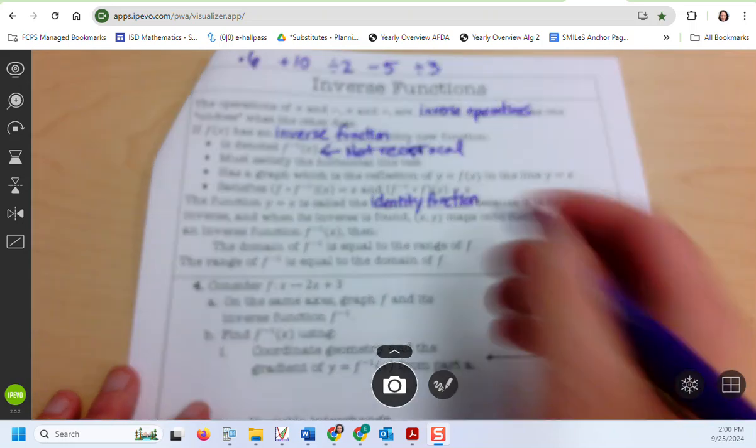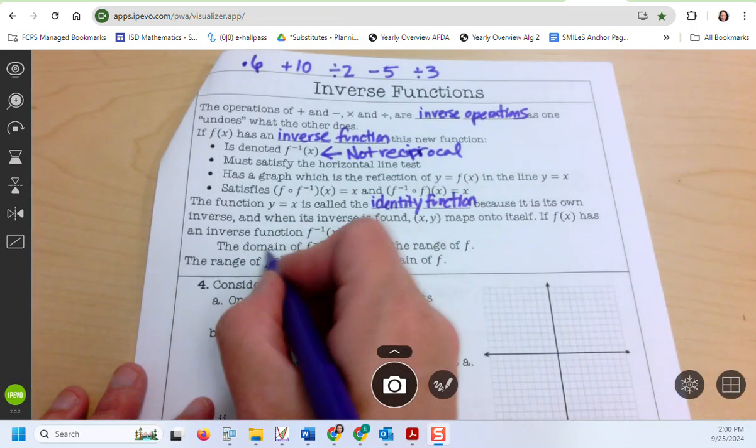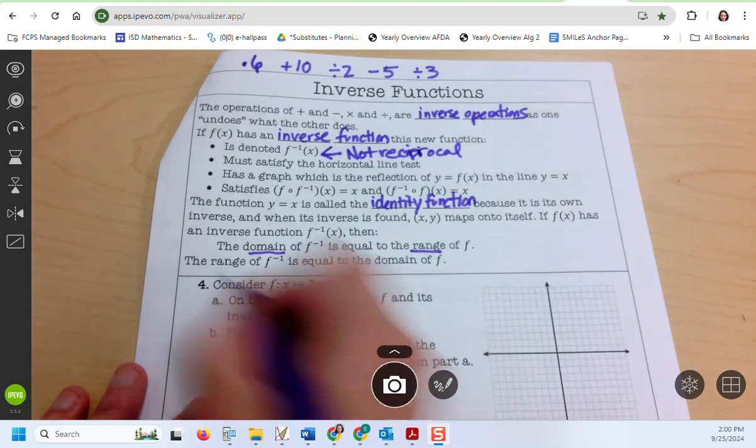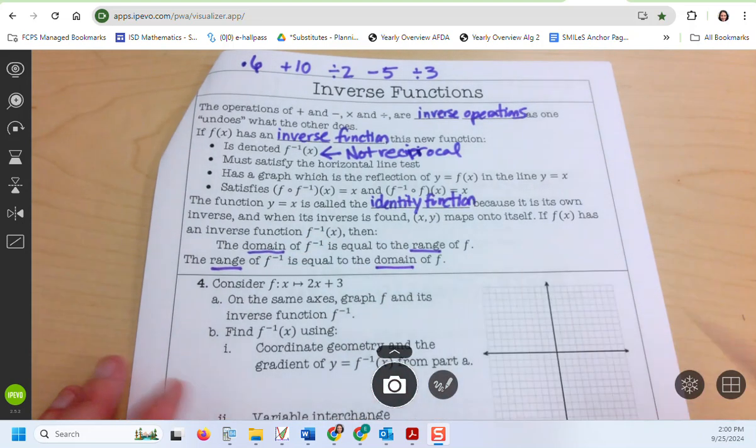Okay, and over here, it's telling you that the domain of an inverse is equal to the range of the original function, and the range of the inverse is the domain of the original function. So they switch their domain and range.